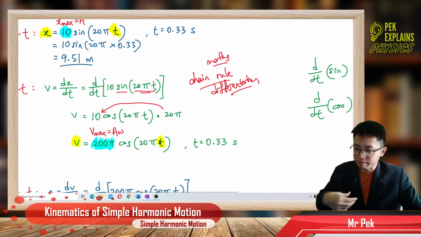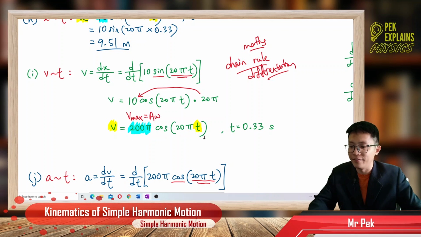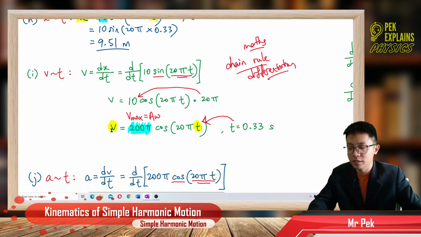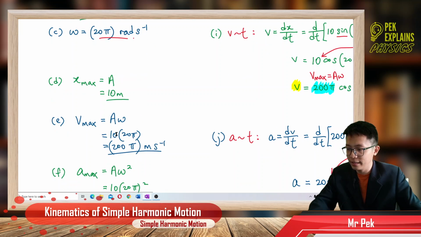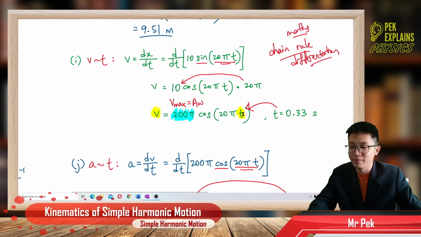Okay, that's it. So now we got the velocity time equation. Now it's time to substitute the time into the formula, then we can get the velocity. You see that? The front here is actually the maximum velocity, or A omega. Is it the same as the maximum velocity we got just now? A omega? Yes, 200 pi. So the front here is the maximum velocity, A omega.